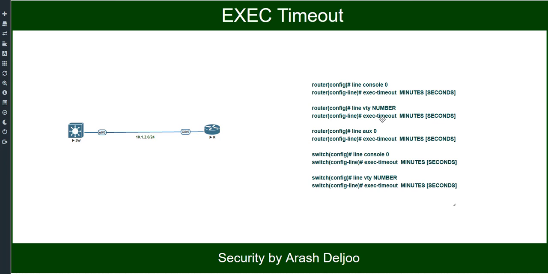And if you want to configure exec-timeout for auxiliary users, you can configure this command under the line aux 0. And on the switch also, we have line console 0 and line VTY number, and after that we can configure exec-timeout. It is so easy. Let me show you.